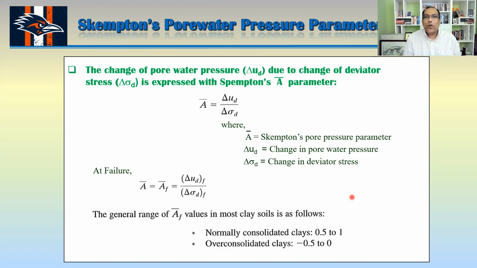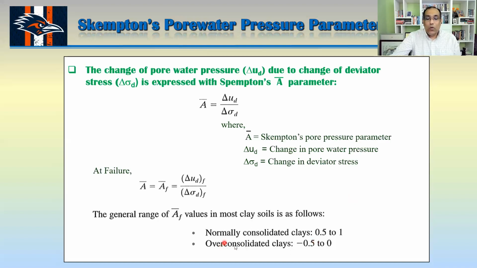Okay, so that's the main difference between Skempton's pore water pressure parameters A bar and B bar. B bar is always close to 1, which is the ratio of the pore water pressure change because of the confining stress change. On the other hand, A bar is basically the ratio of the pore water pressure change due to the deviator stress change. Okay, so this value could be different.